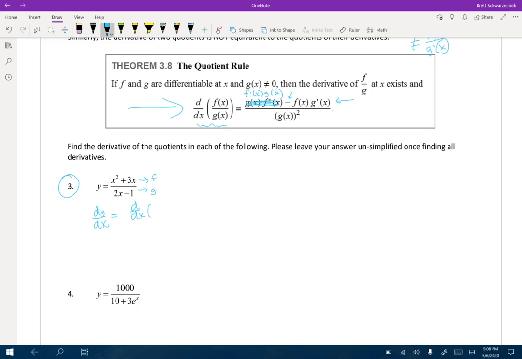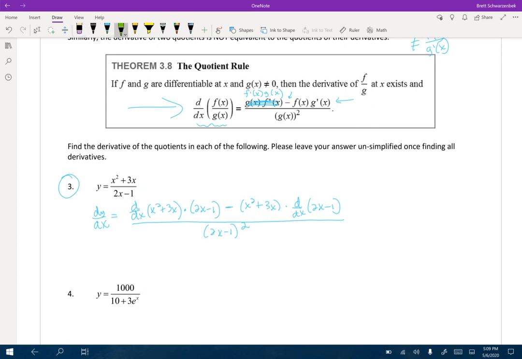So the derivative of f, x squared plus 3x, times the original function g, which is 2x minus 1, minus, so remember it's a minus, the original function f, which is x squared plus 3x, times the derivative of 2x minus 1. That is going to be all over the original function g, 2x minus 1 squared. The biggest mistake students make is they get everything in the numerator right and they forget to write the denominator altogether. Obviously, don't do that. That would be bad.